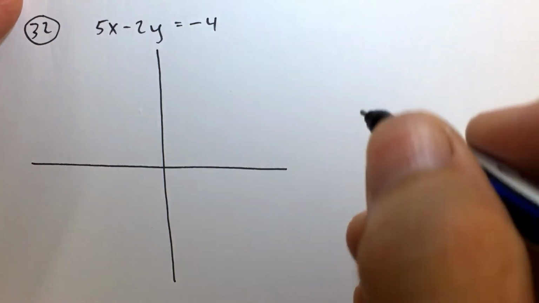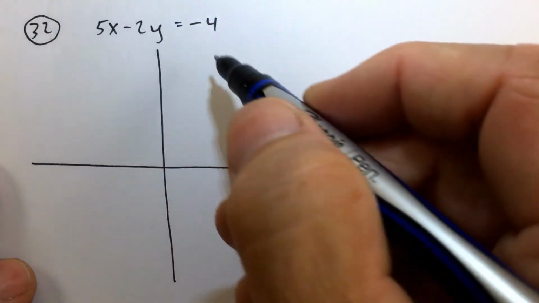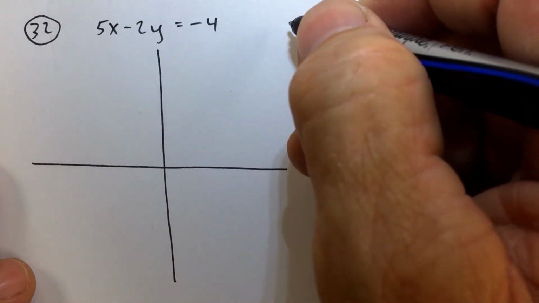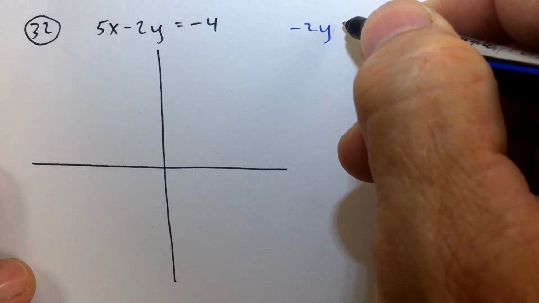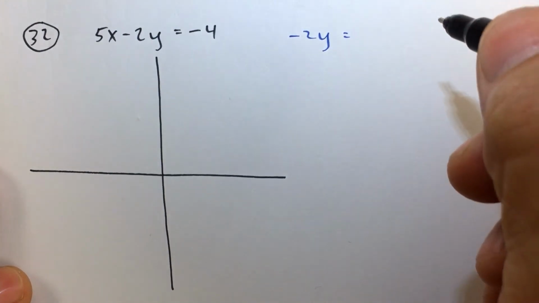For problem 32, I'm going to show you a couple different ways that you could graph this line. I think probably one of the easiest ways to do this would be just to go ahead and solve for y by subtracting 5x from both sides. If you don't remember how to do this, go ahead and watch my video for problem number 26.